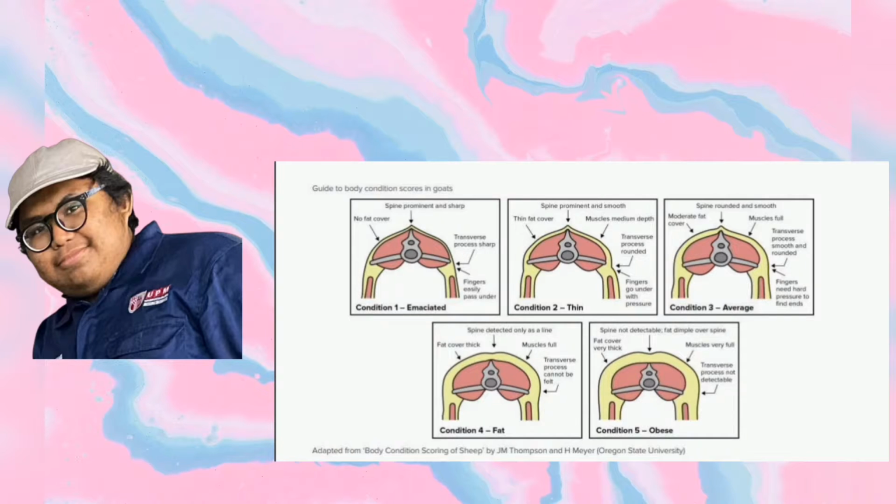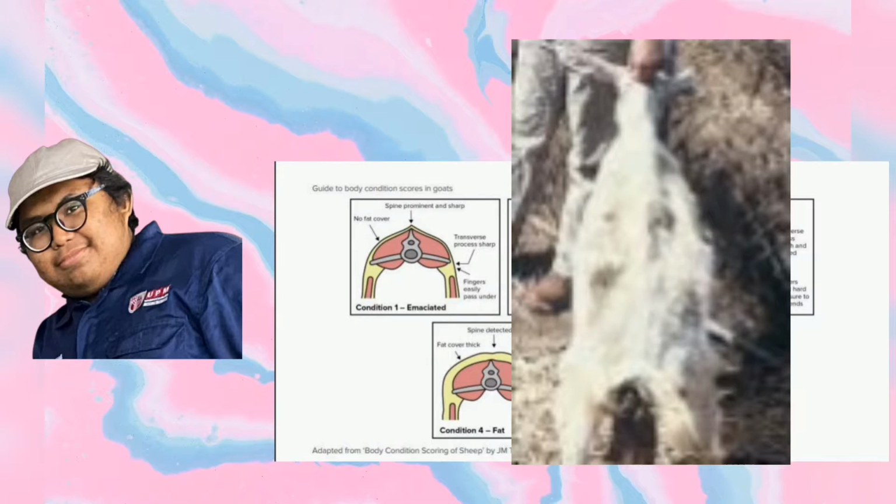For 1, the back is clearly visible and the flank is hollow and no fat cover it. The finger can easily penetrate the intercostal space and the spine is clearly visible. Half of the transverse process clearly visible and ribs should be clearly visible and sternum are easily felt.